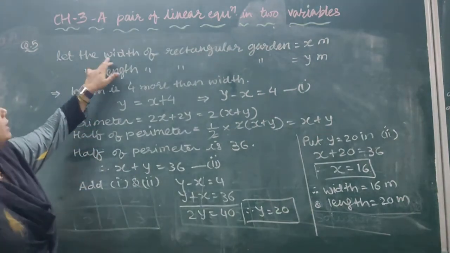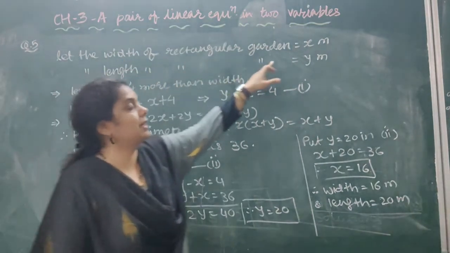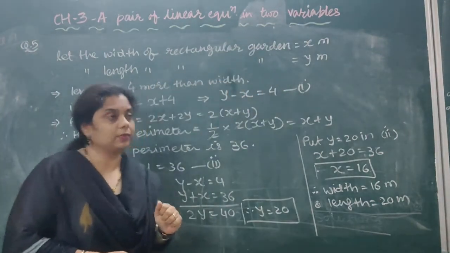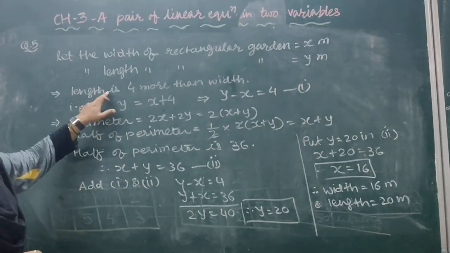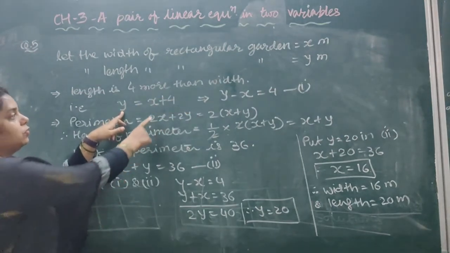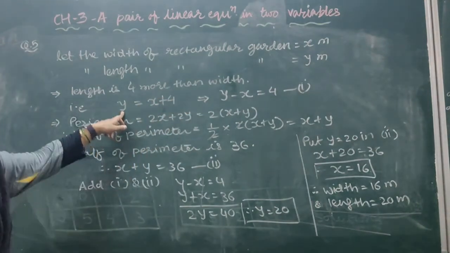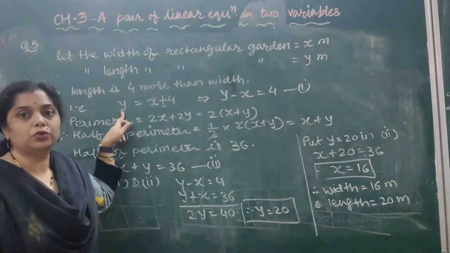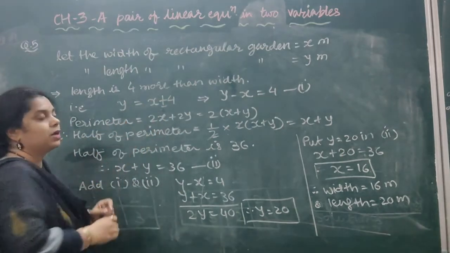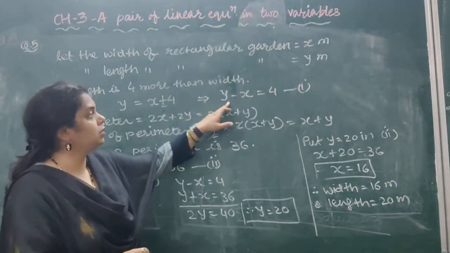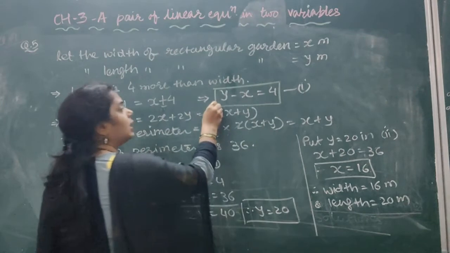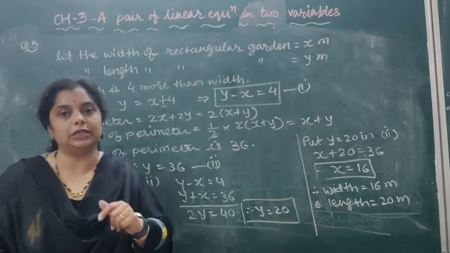So see how to find out. First of all, let the width of the rectangular garden be x meters and the length of the rectangular garden be y meters. In the first condition, it is given that the length is 4 more than the width. Okay, so length is 4 more, it means we have to do addition. 4 more than the width. So y is equal to x plus 4. So if we take this x to the other side, the equation is y minus x is equal to 4. This is our first linear equation.